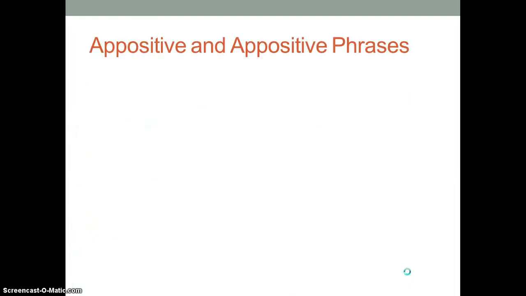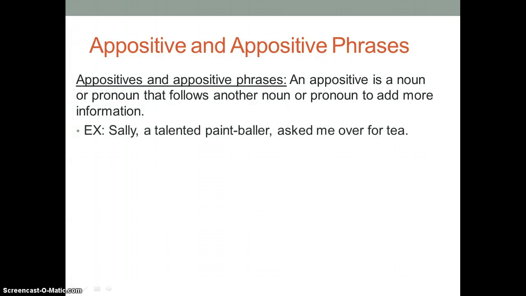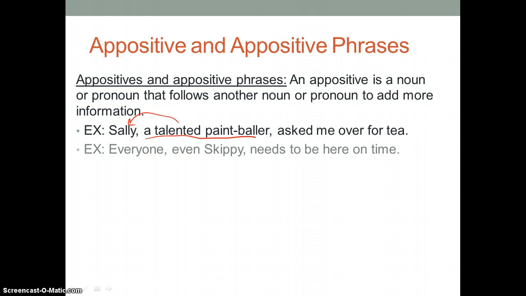The second one is appositives and appositive phrases. An appositive is basically a noun or pronoun that follows another noun or pronoun to add more information. So for example, Sally, a talented paintballer, asked me over for tea. A talented paintballer is an appositive renaming Sally, so we offset that with commas.